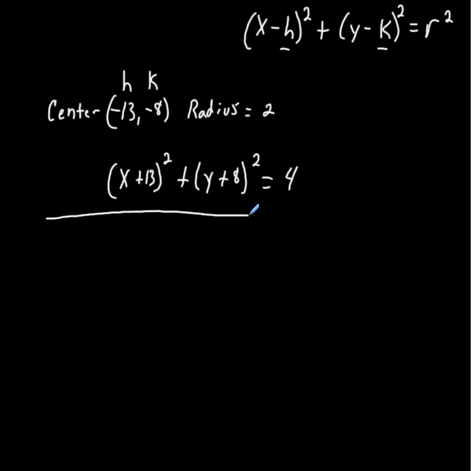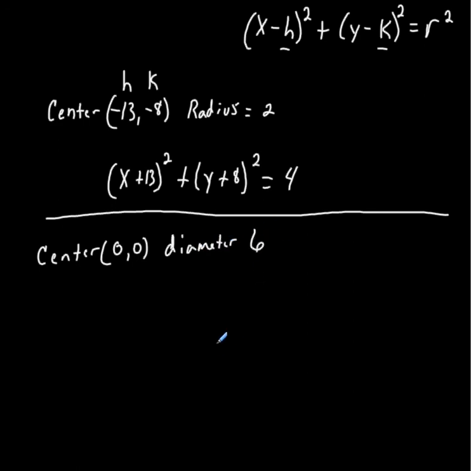Now, if the information comes in any other way, let's see. Center is 0, 0, and let's say it says diameter of a circle is 6. Well, a little bit different here, but let's think about this for a minute. If your center is 0, 0, then h is 0, k is 0. So x minus 0 would just be x. So we could write it this way, x squared plus y squared.